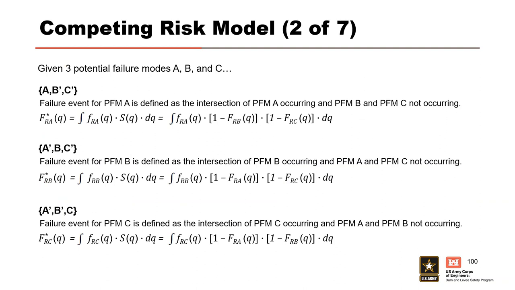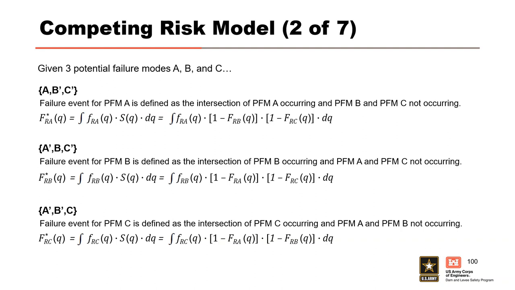In the competing risk model, there is a one-to-one correspondence between the set of potential failure modes and the set of possible failure events. For example, a system with three potential failure modes, A, B, and C, has three mutually exclusive failure events: A but not B or C, B but not A or C, and C but not A or B. The response for each potential failure mode is calculated assuming the survival of the remaining potential failure modes up to a specified hazard.